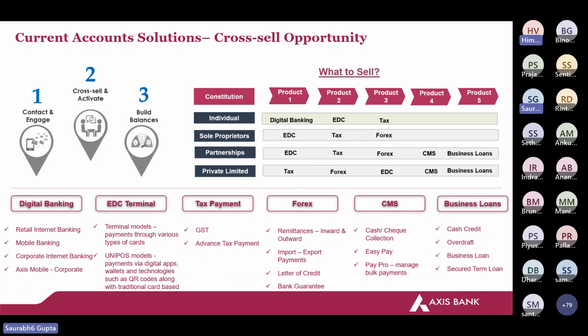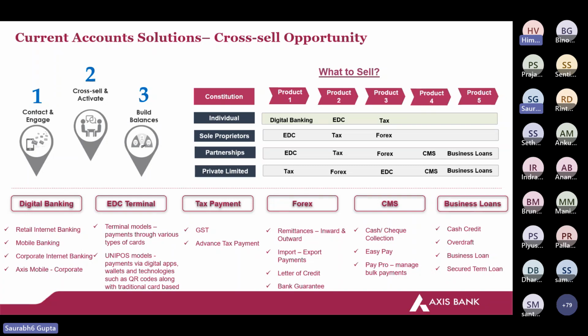So there are a lot of options in trade and forex for the requirements of the customers, like remittance, BG (bank guarantee) requirement, letter of credit, TF Connect, and import export payments. Then there are a lot of CMS offerings in the banking system, like cash collection, cheque collection, then Easy Pay, through which he can integrate his ERP, his entity ERP, with our online channels, through which he can directly make the payments and collect the payments from the vendors also.